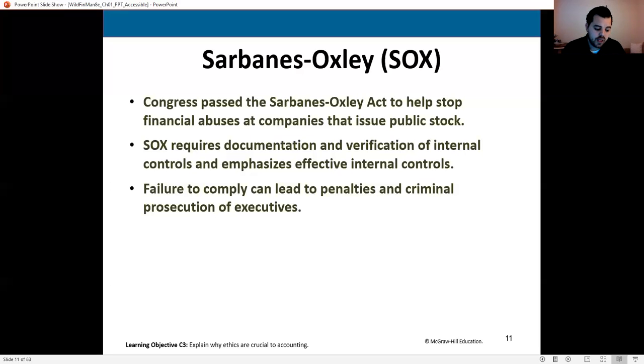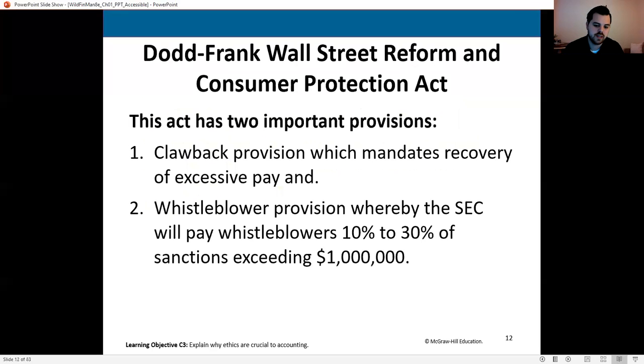Now, if your CEO or CFO signs off on this, knowing that their internal controls are deficient, then they will likely end up with criminal penalties involving both fines and jail or prison time. So that is certainly a good incentive not to lie about this. These can be very, very large and lead to very long prison sentences.